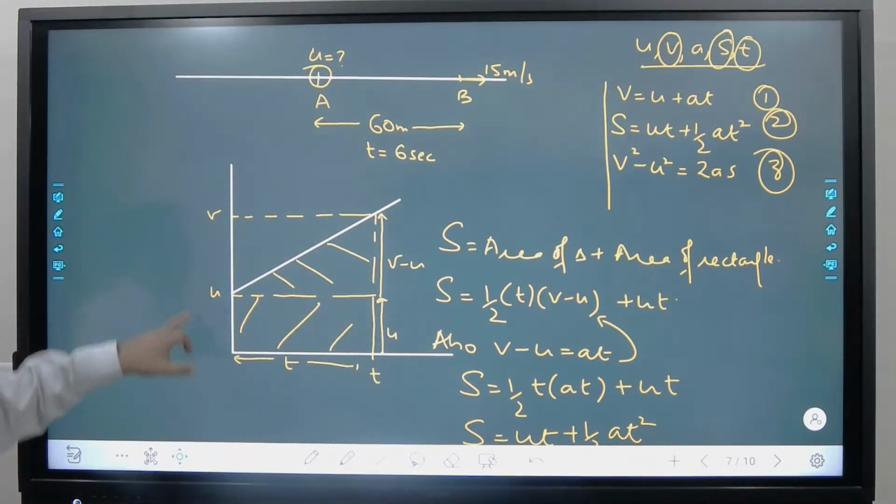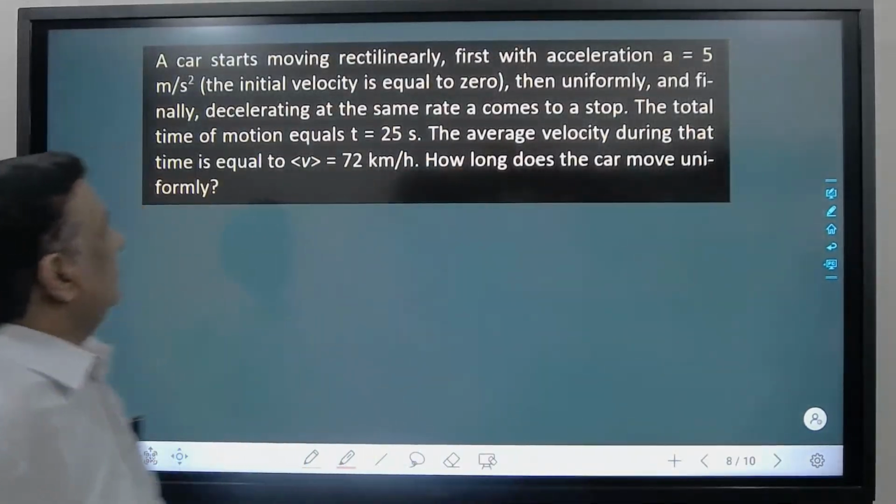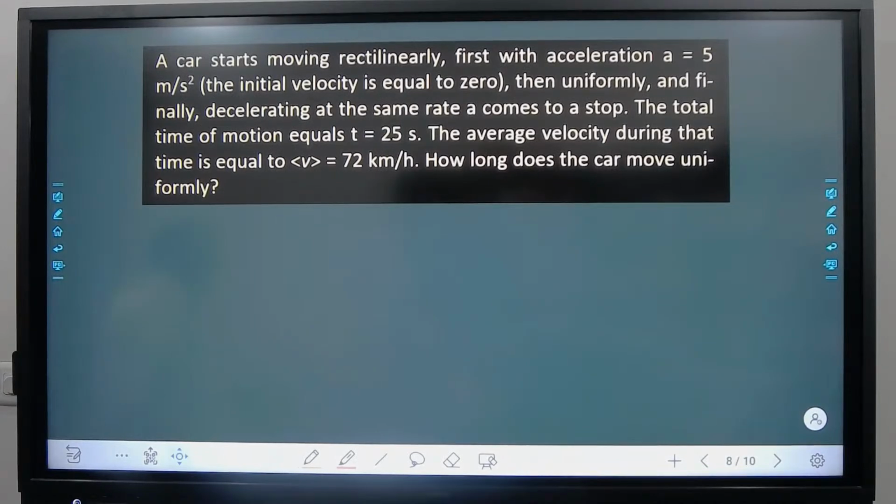Next, complete this and see, because values are given. You just have to rearrange the equations. A car starts moving rectilinearly.